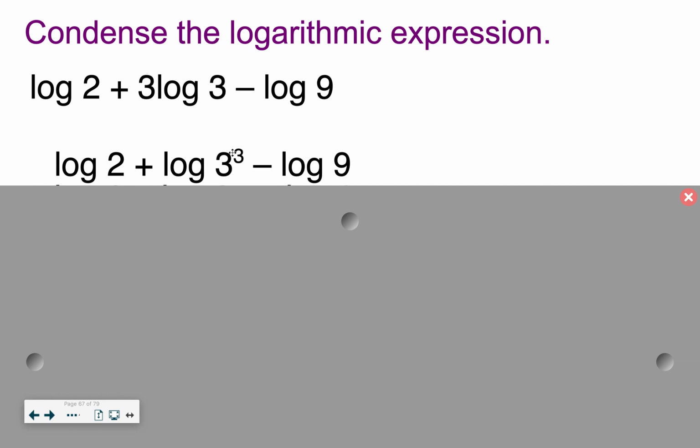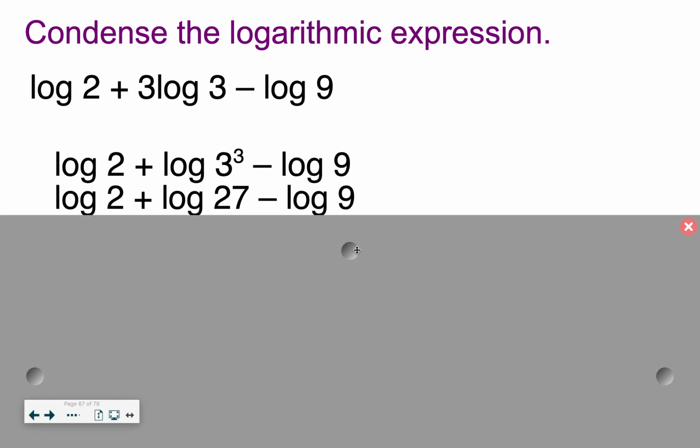So this is 3 cubed. I did not do anything else. And 3 cubed is 27. You probably can handle that, right? Now I don't have any other multipliers out front of the logs, so I'm done with my power. So now I just go from left to right because there's no parentheses.